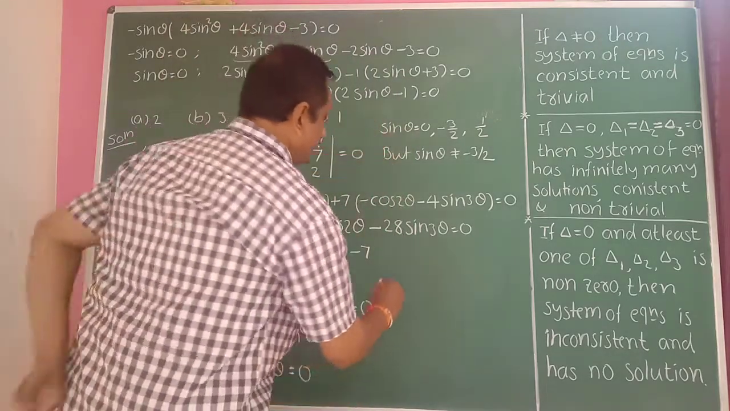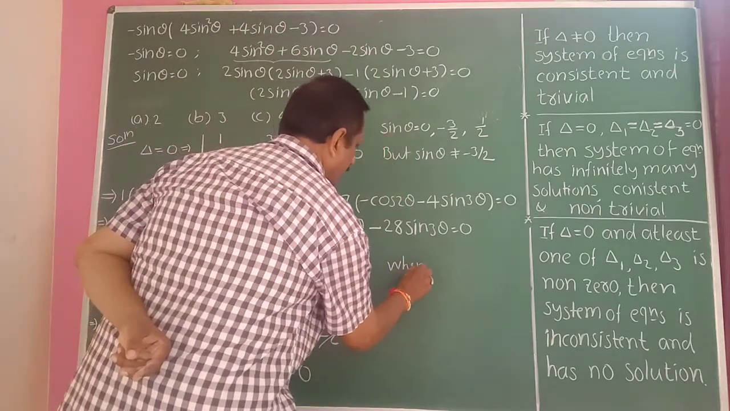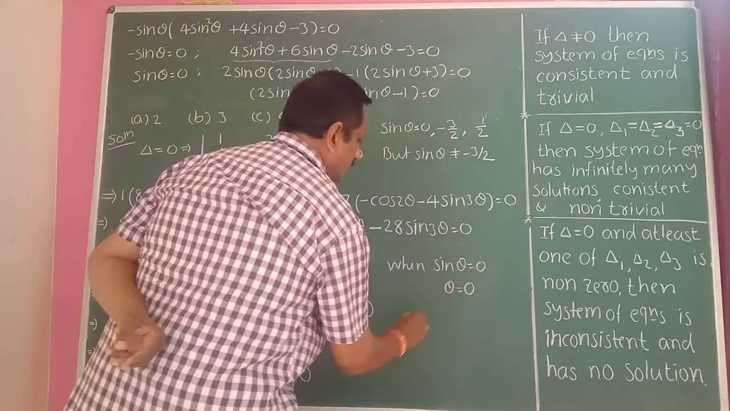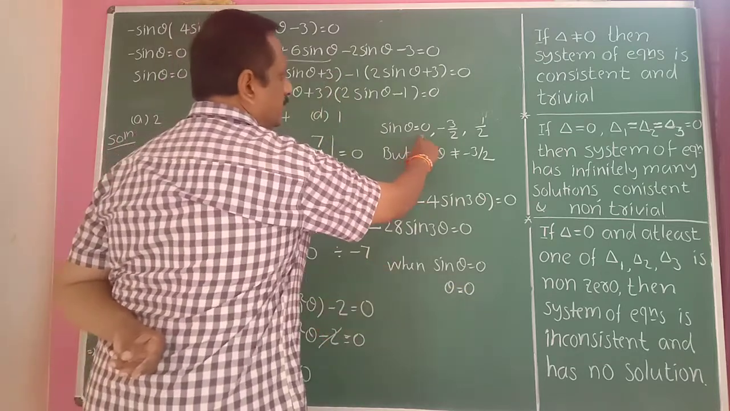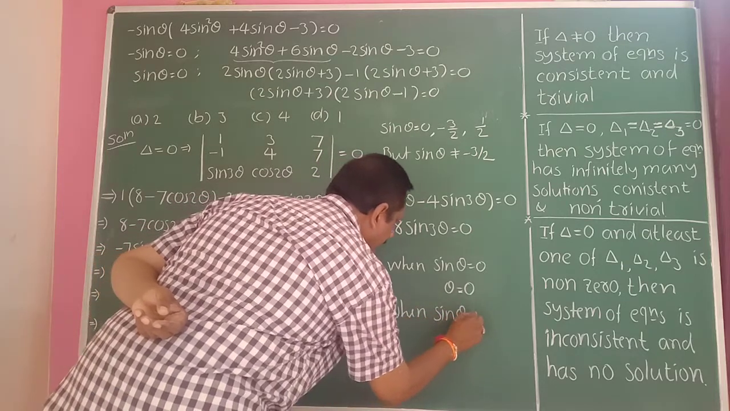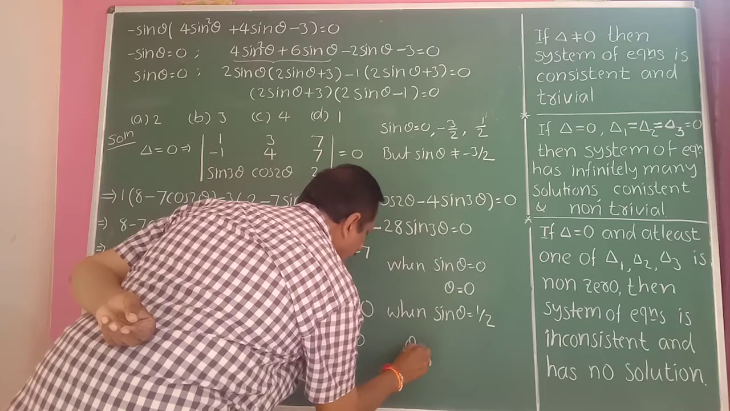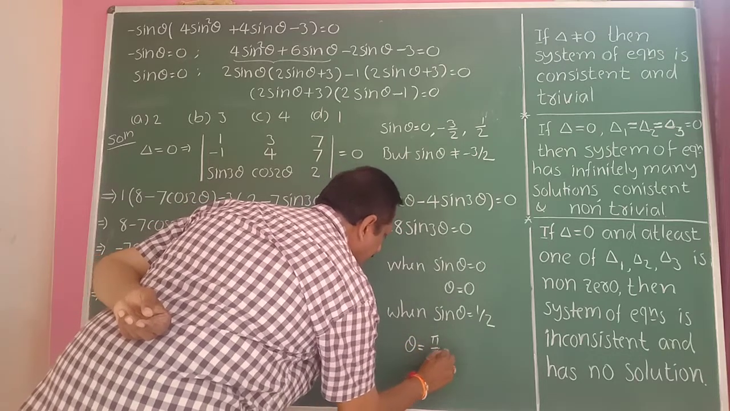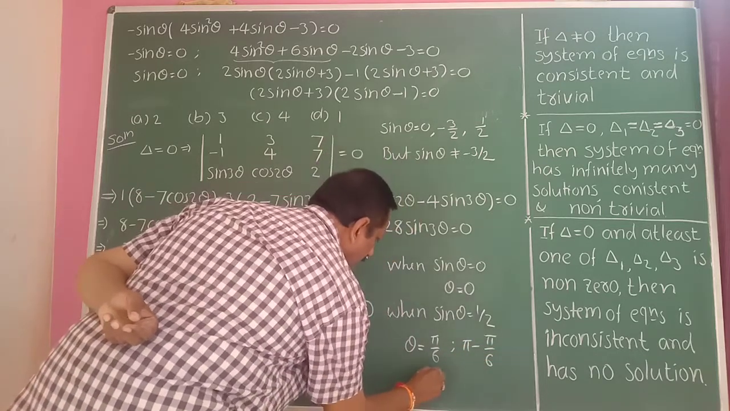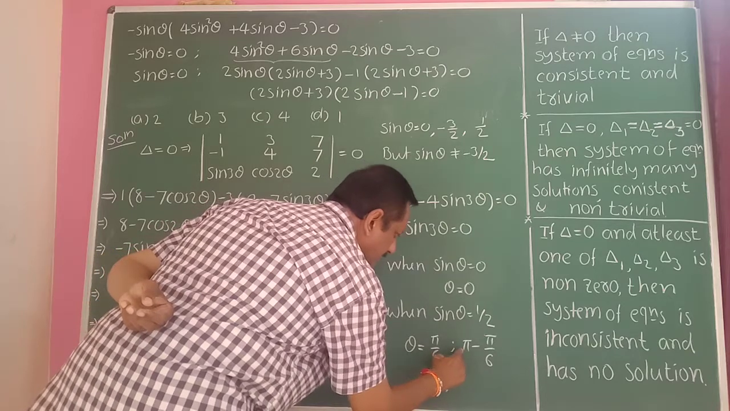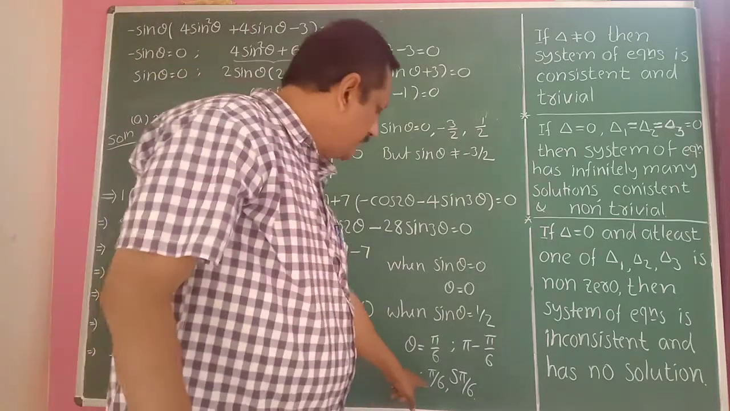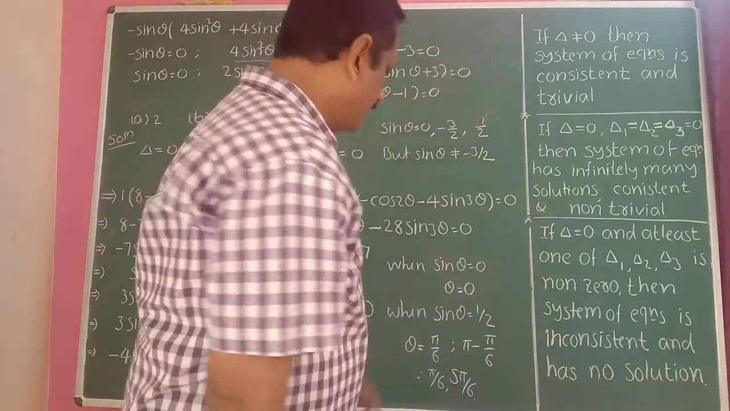Therefore, when sin theta is equal to 0, then theta is equal to 0. When sin theta is equal to 1 upon 2, then theta is equal to pi divided by 6 or pi minus pi by 6, which is 5 pi divided by 6. But only these two values belong to the given range.